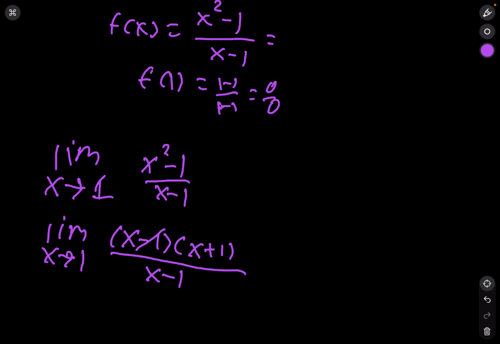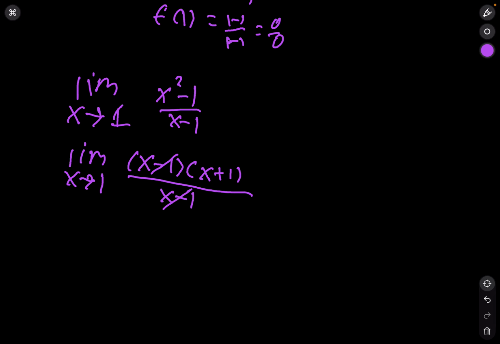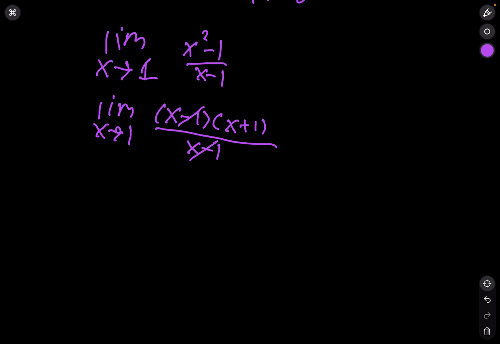As we can see here, we can just cancel out the x minus 1. So from here, you're just left with the limit as x approaches 1 of x plus 1. And from here, you can replace the x with the 1, and then you just get 2 as your answer. And so that's a very different way of seeing a limit, of seeing what you can do with it.